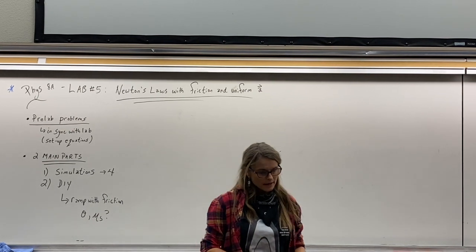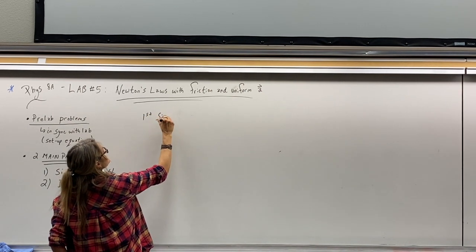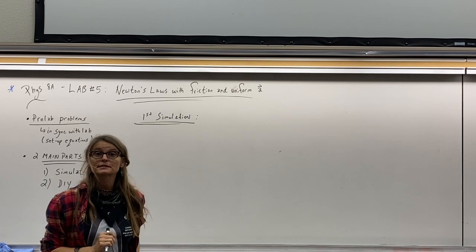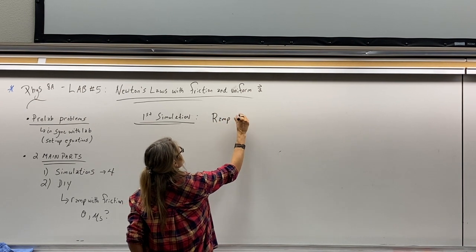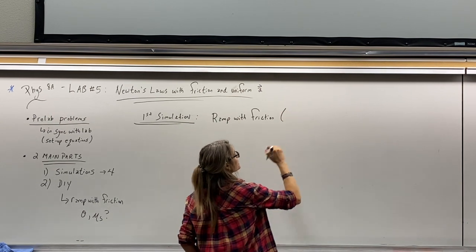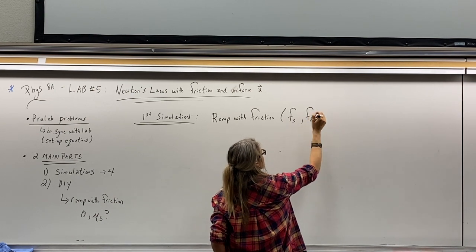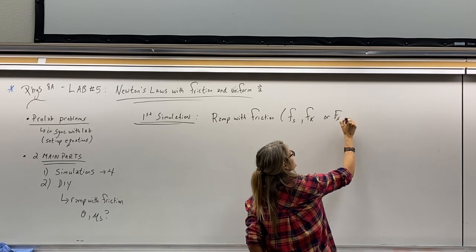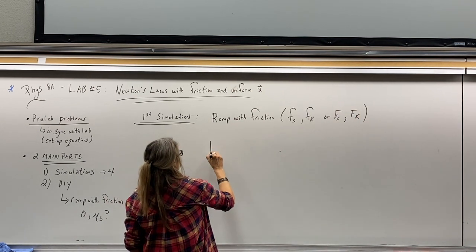Okay, so let me go through some of these simulations. To start off with, our first simulation goes along also with the do-it-yourself element of the lab with the ramp. So what we have is a ramp with friction. And again, there are 2 different types of friction and notations used. We have static friction, kinetic friction, or in some cases you could use capital Fs, capital Fk.